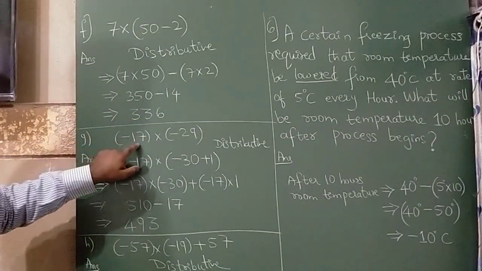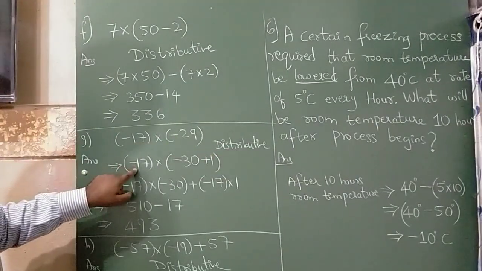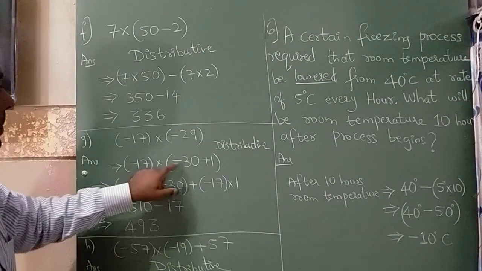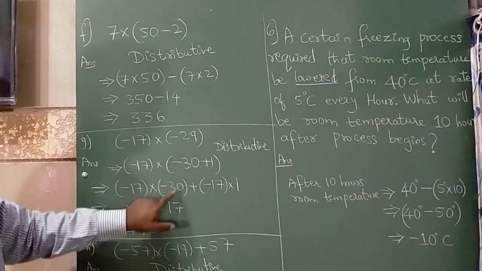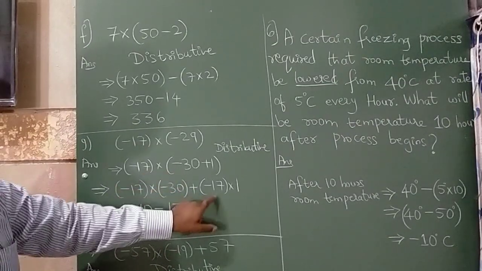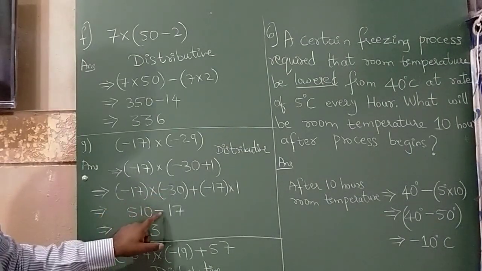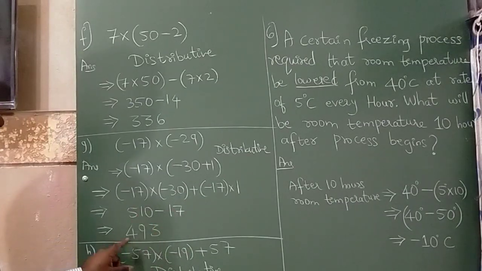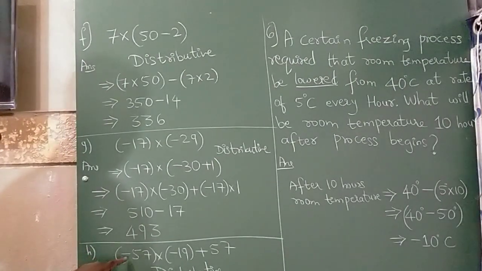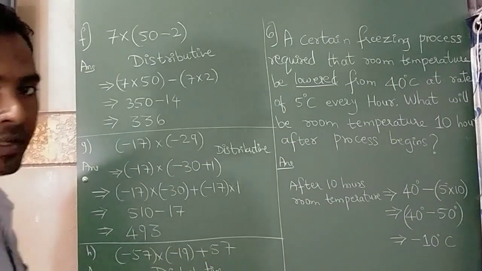Now G. Minus 17 into minus 29. Again distributive property. Minus 29 can be written as minus 30 plus 1. Okay. Now minus 17 into minus 30 plus minus 17 into 1. Minus into minus is plus. If you multiply this, 510, plus into minus is minus, 17 ones are 17. If you subtract these two, you will get 493.